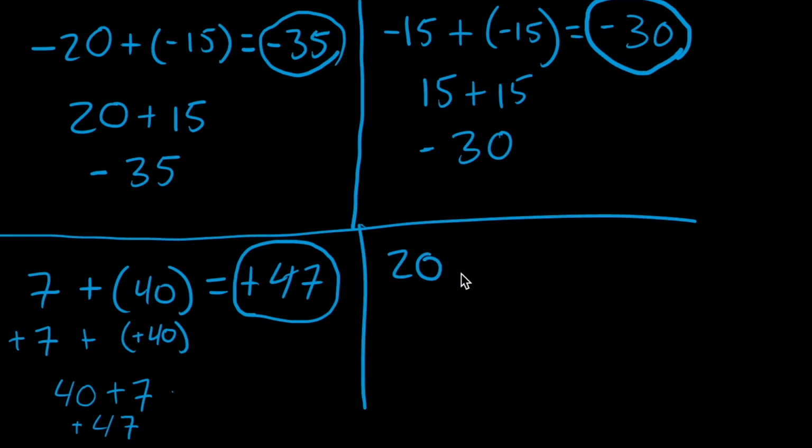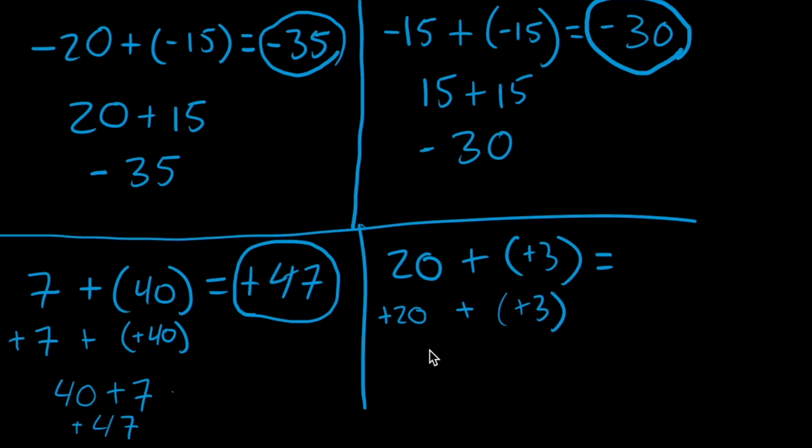20 plus positive 3. Again, this 20 has a positive, or an invisible positive sign. So make sure that you know it's a positive 20. And they want us to add to a positive 3. They both have the same sign. So just add and keep the same sign.